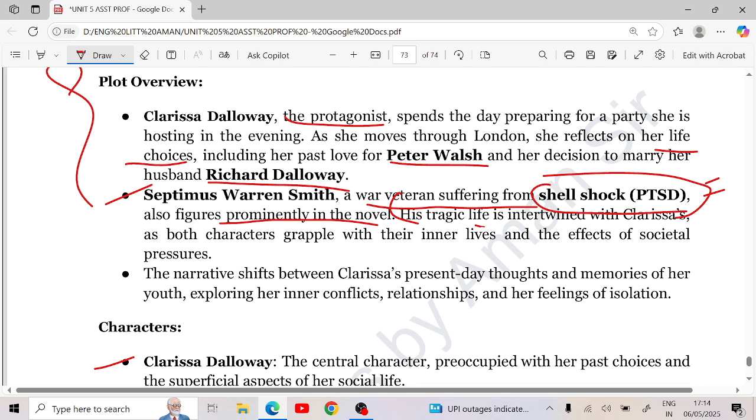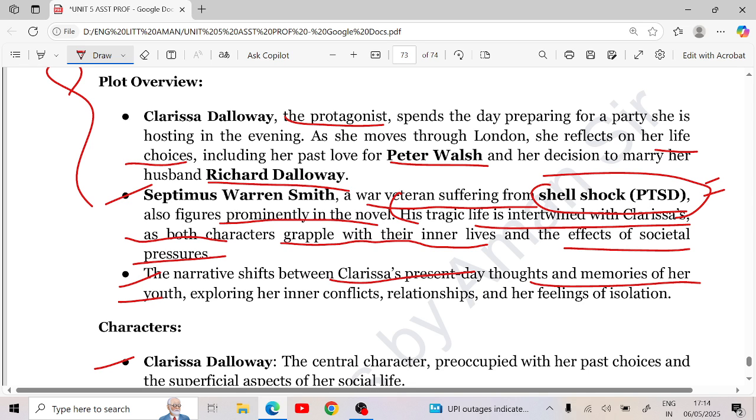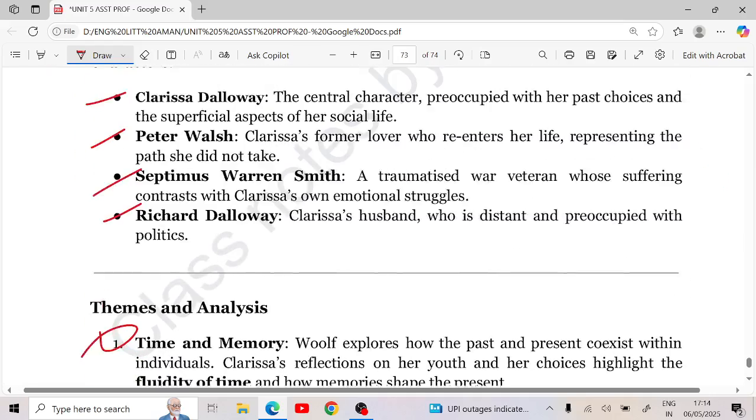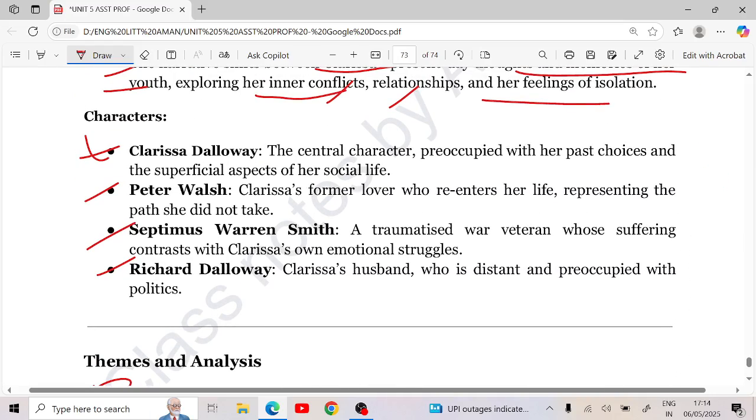His tragic life is intertwined with the characters, as both characters grapple with their inner lives and the effects of societal pressure. The narrative shifts from Clarissa's present day thoughts to memories of her youth, exploring her inner conflicts, relationships, and her feeling of isolation. Okay, so we have these four major characters. First is Clarissa Dalloway, the protagonist. Then Peter Walsh, Clarissa's former lover, who re-enters her life, he comes back again. Then Septimus Warren Smith, and then Richard Dalloway.